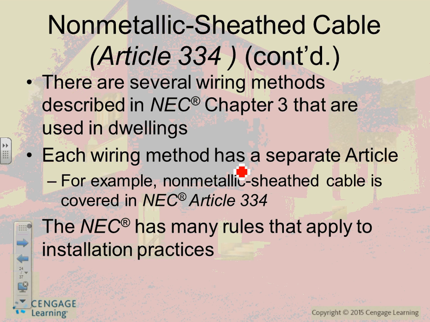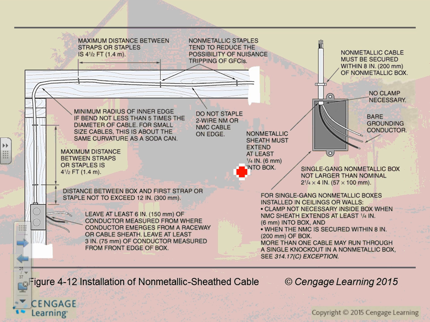Again, there are multiple wiring methods in Chapter 3 that you guys will be talking about. We'll talk about a few of them. Each wiring method has its own article. NM cable has 334. Each one has a lot of applications and rules that you're going to spend all your life dealing with. Here's the NM cable. So when you're a project manager, Patrick, and you're dealing with NM cable, and by the way, this is typical for AC and MC cable, a bunch of them.